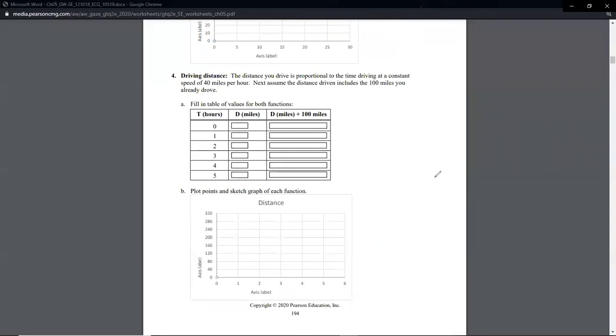sorry, relevant, nothing is going to prevent you from maintaining your speed. You can just keep going 40 miles an hour for several hours, and nothing's going to stop you if you didn't drink a bunch of water or whatever. So that's what we're going with here. The distance you drive is proportional to the time driving at a constant speed of 40 miles an hour.